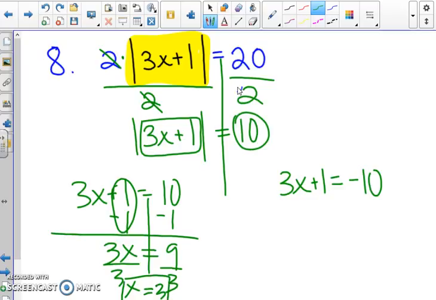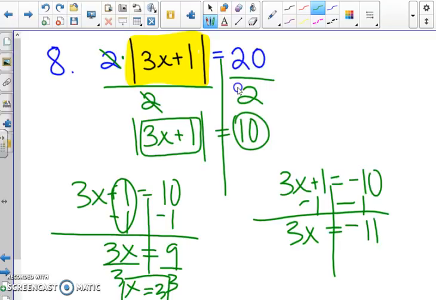So we have x equals 3, and then we're also going to have something a little different, and this might not be an integer, and that's okay. We have 3x is equal to negative 11, divide by 3, divide by 3. X is equal to negative 11 over 3. Now you could put that as a decimal, but it's going to be a non-terminating repeating decimal, so I'm just going to leave it as a fraction.